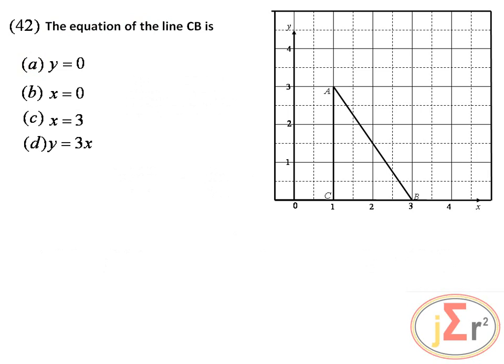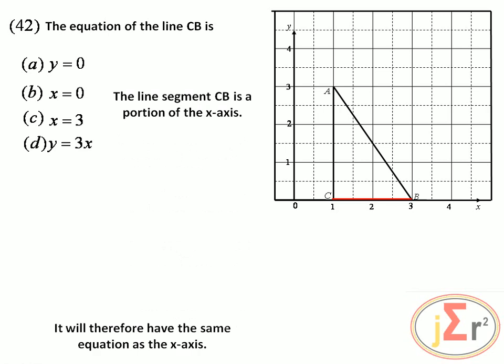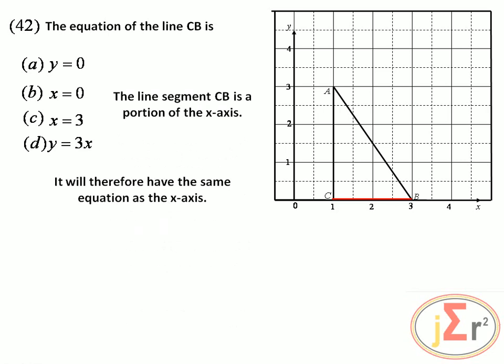And finally, we need to determine the equation of the line CB. Where is CB? Here we have it. So the line segment CB is a portion of the x-axis. So there we have CB, a portion of the x-axis. Therefore, if we know the equation of the x-axis, we are done. It will therefore have the same equation as the x-axis.